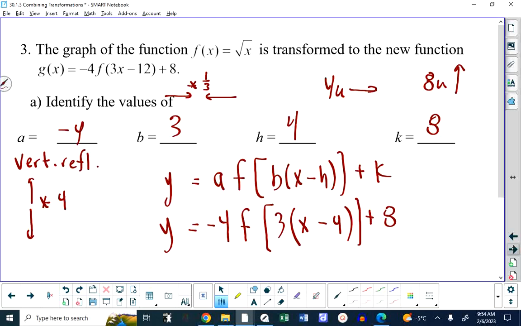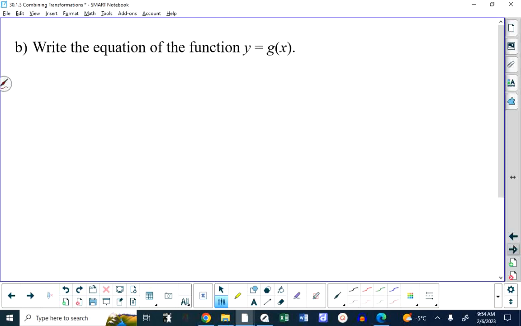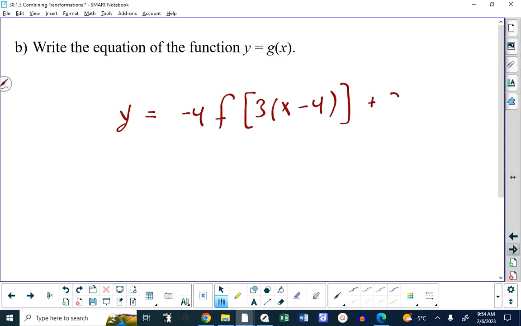There's only 2 reasons why I'm giving you this example. One is to highlight that you need to factor that b out all of the time. And the second has to do with the second part of this question, which is what's the equation? Well, we have y equals negative 4 f of 3 bracket x minus 4 bracket bracket. Did I get it right?